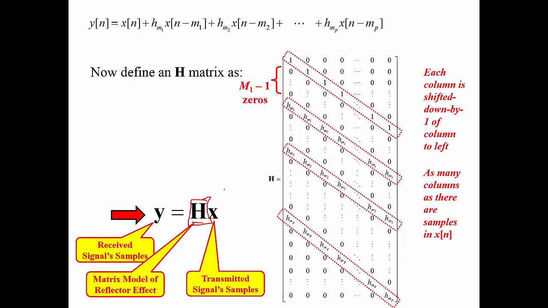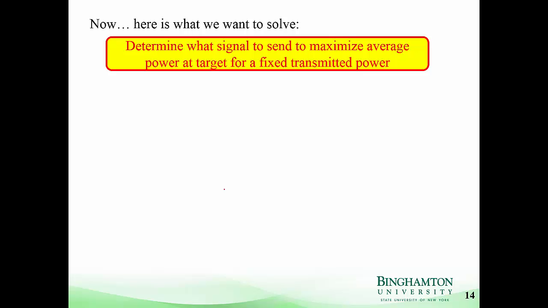Now, whatever I transmit, X, will end up being modeled by this, and I can get a nice mathematical characterization of what I would receive. So let's see where we go from that point. So here's what we want to solve. Remember, our problem was to determine what signal should I send to maximize the average power at the target for a fixed transmitted power. That's our problem.